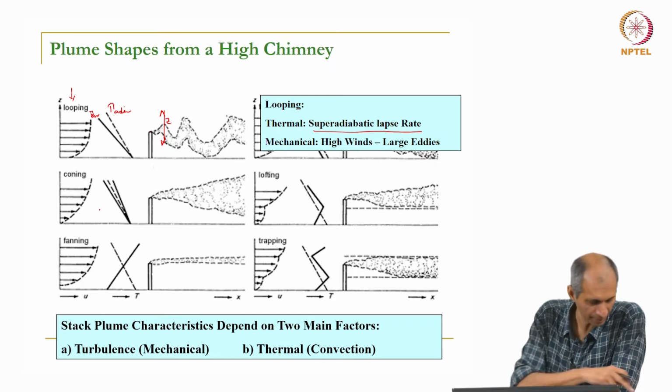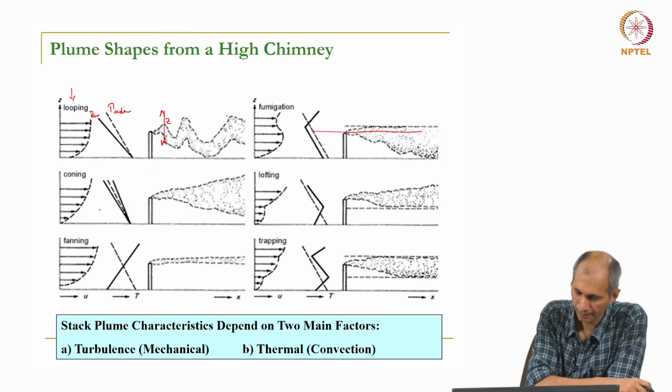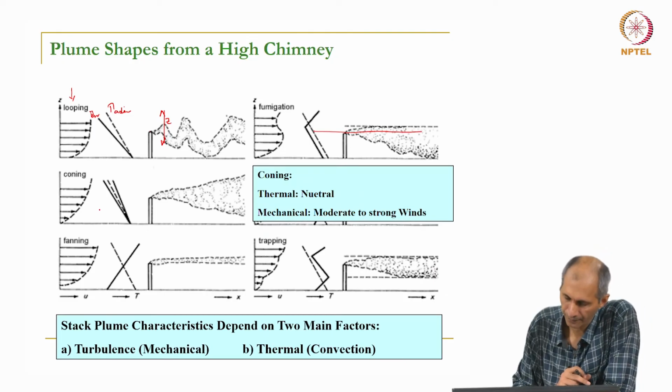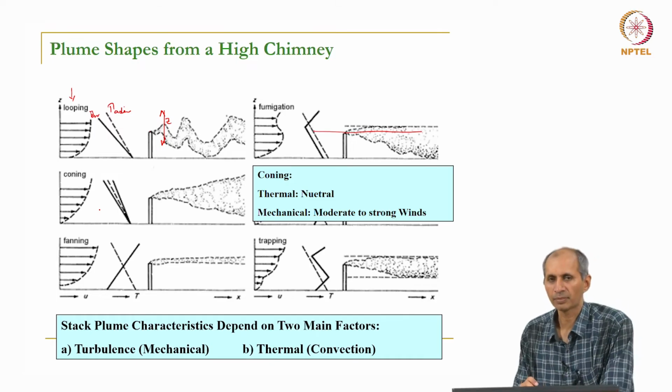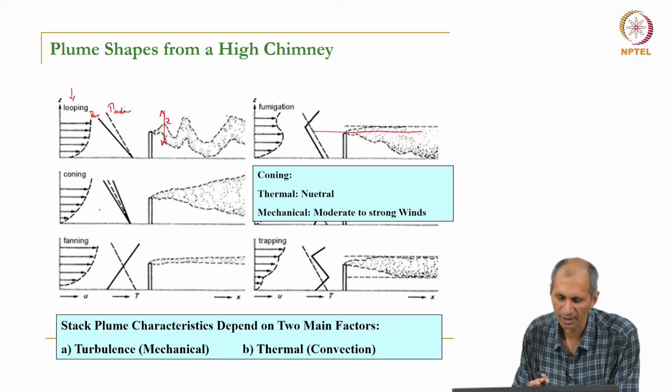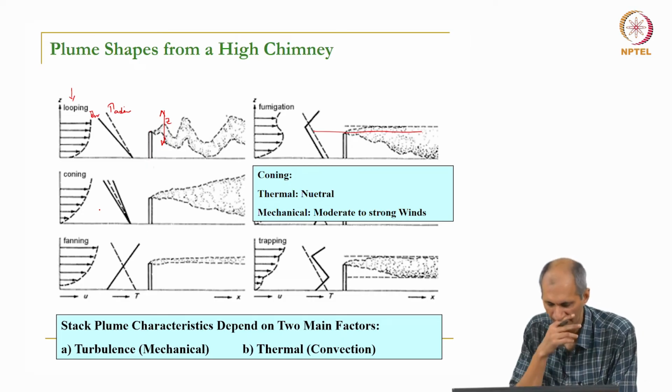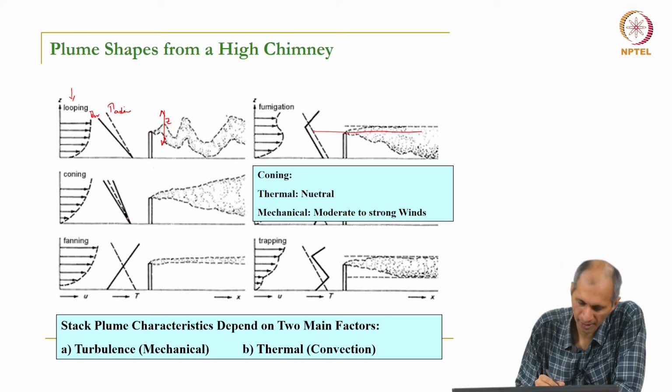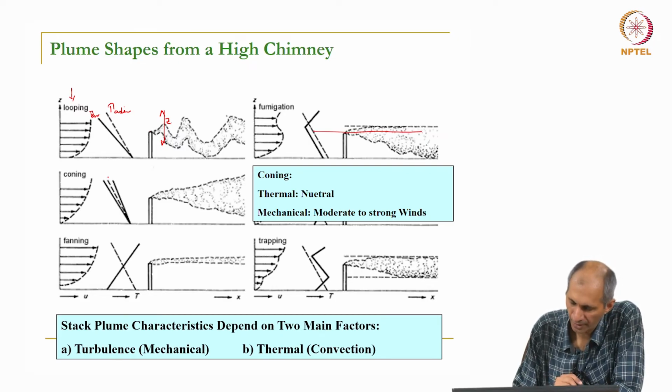In the next one, called coning, the condition is neutral, which means thermal forces don't play a big part. The environmental lapse rate is almost the same as the adiabatic lapse rate, approximately the same. So there is not a big exaggeration of the vertical movement caused by wind.